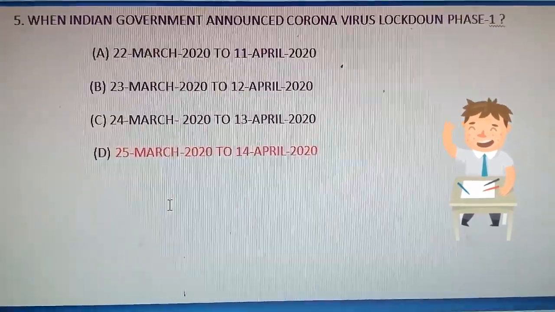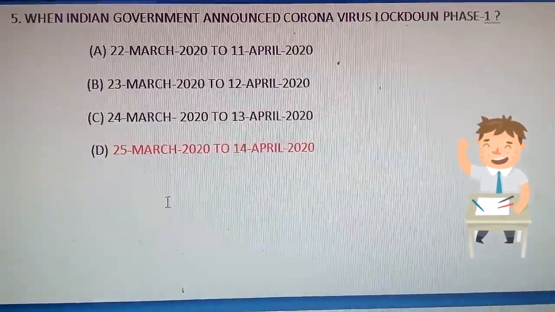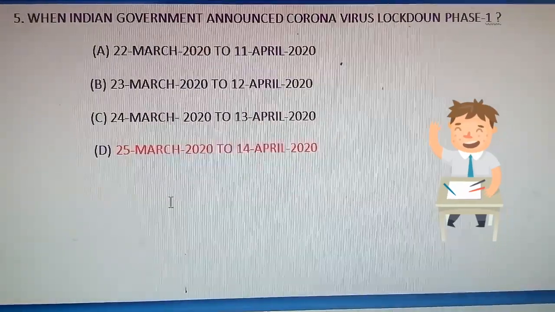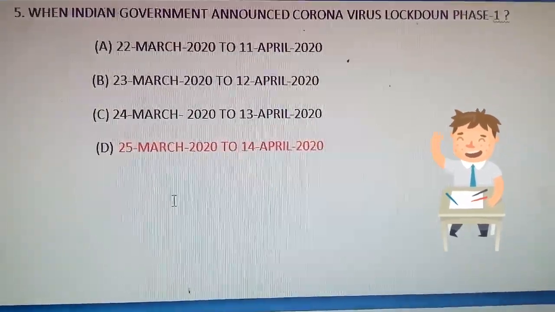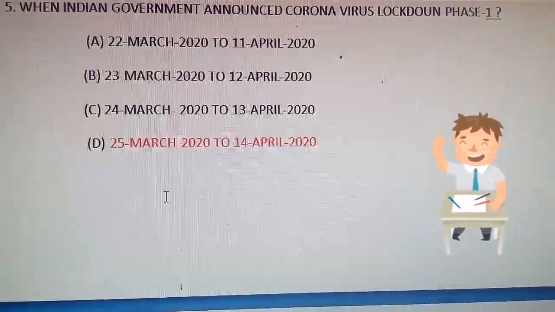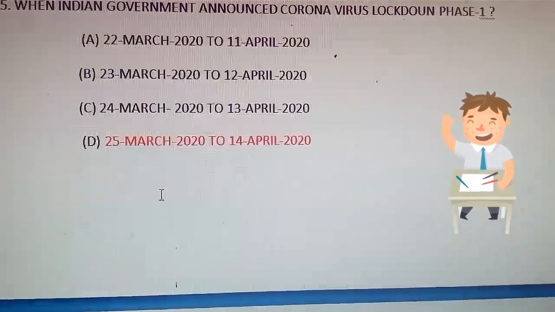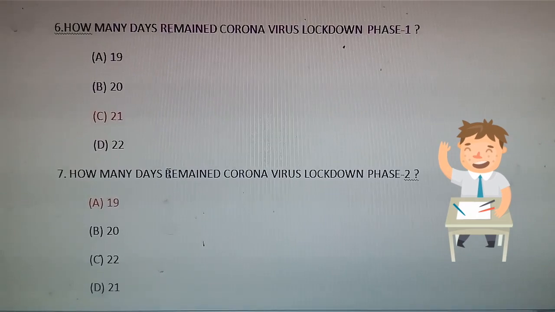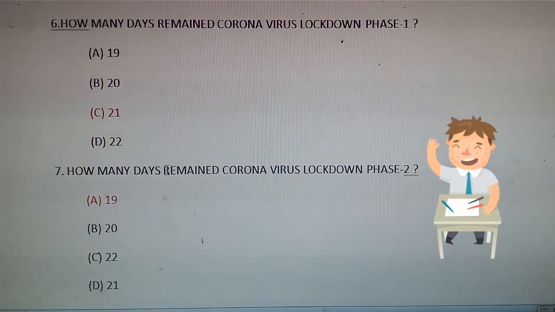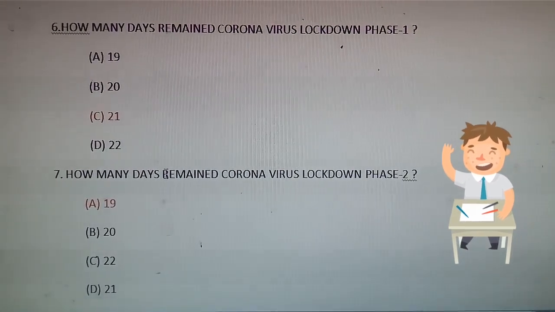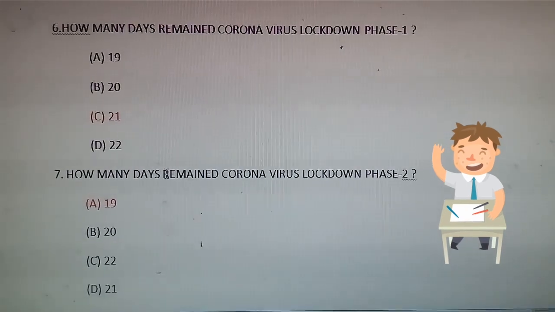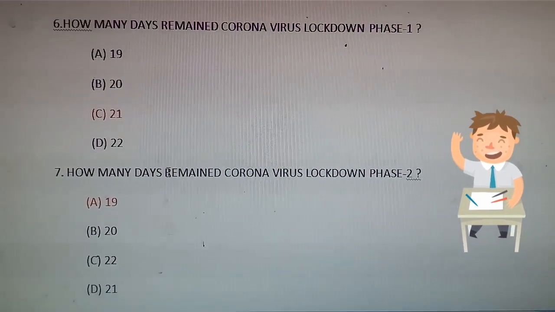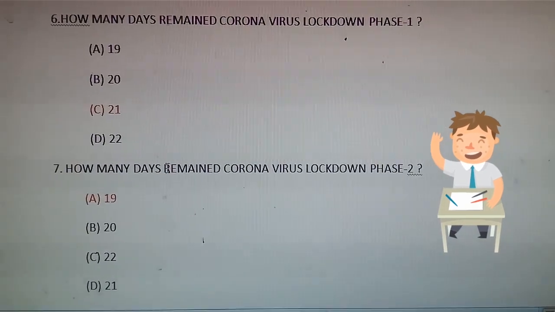2020. Number 5. When did the Indian government announce coronavirus lockdown phase 1? Answer: D. 25 March to 14 April 2020. Number 6. How many days did coronavirus lockdown phase 1 last? Answer: C. 21.